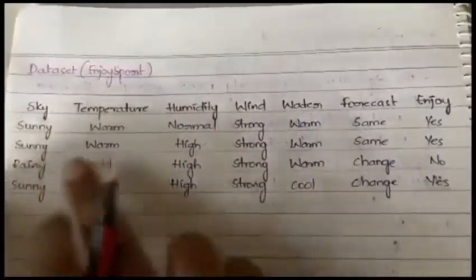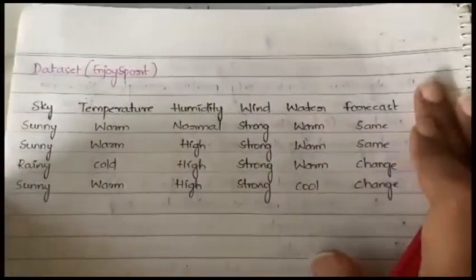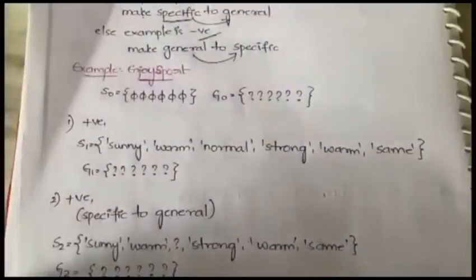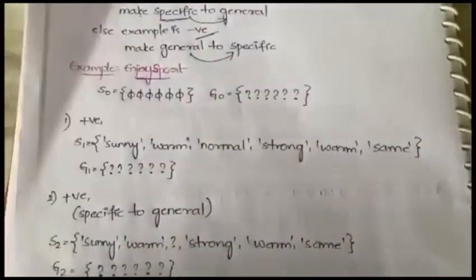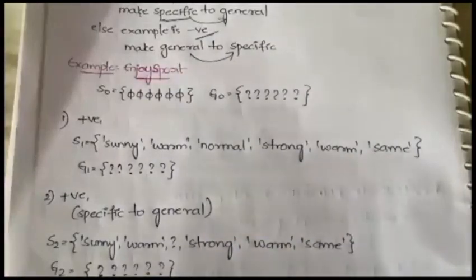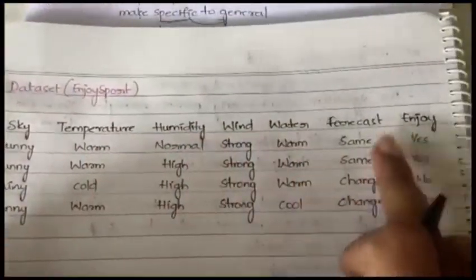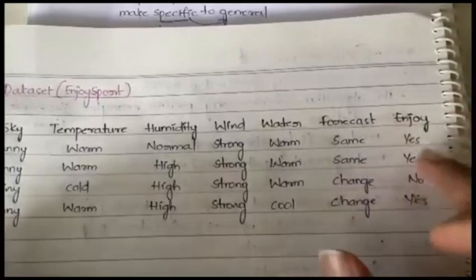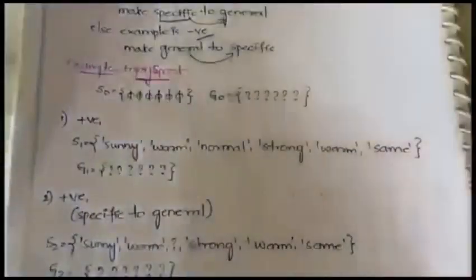Okay, and in the next step, you have to check whether it is positive or negative, right? So here, if you see in the first case, sunny, warm, normal, strong, warm, and same, what is the classification? Yes or no? It is yes, right? Yes means positive. So this is positive.